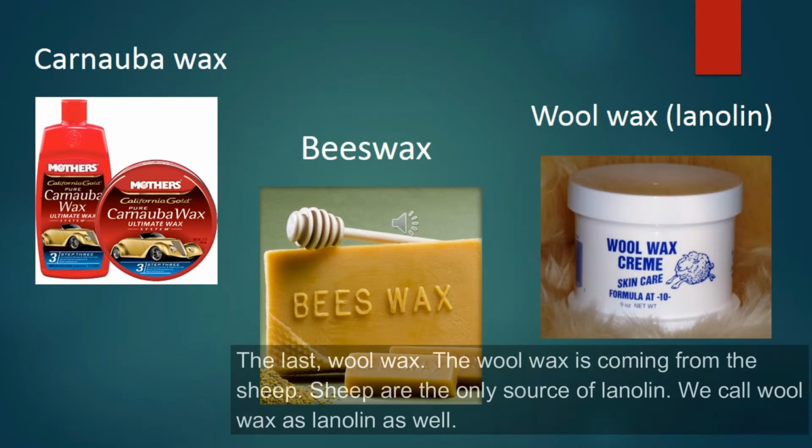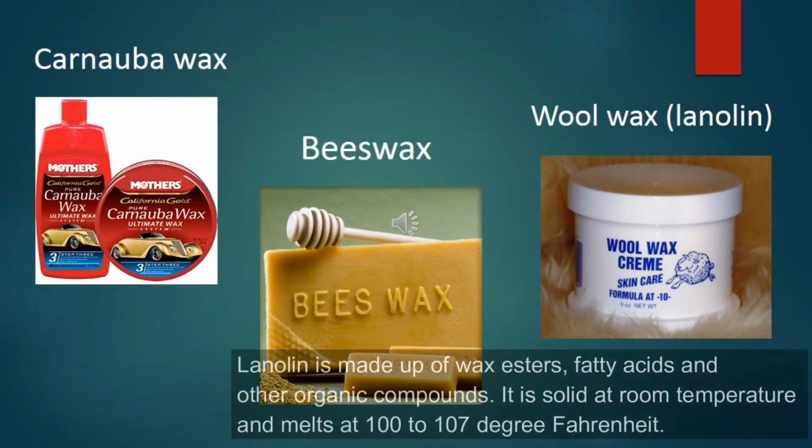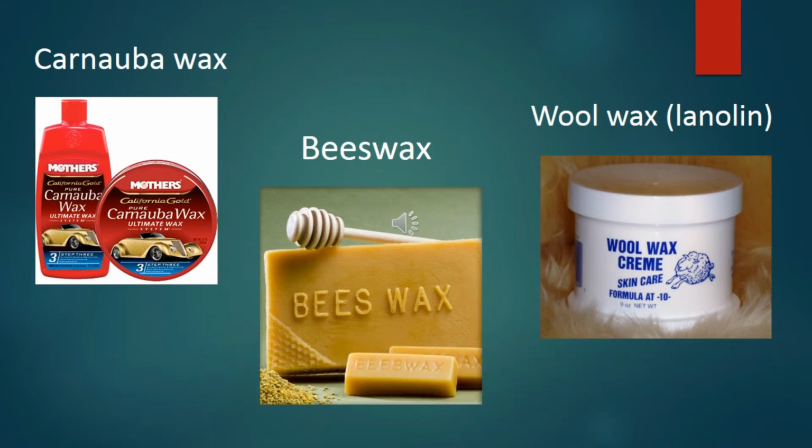The last, wool wax. Wool wax comes from the sheep. The sheep is the only source of lanolin. We call wool wax lanolin as well. Lanolin is made up of wax esters, fatty acids, and other organic compounds. It is solid at room temperature and melts at 100 to 107 degrees Fahrenheit.